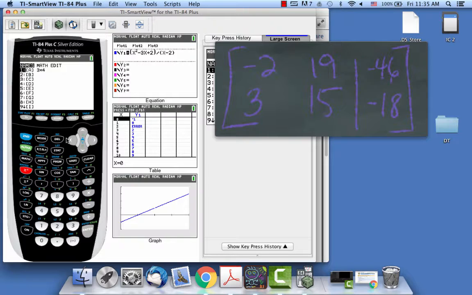Matrix, edit. This time I have 2 rows and 3 columns. -2, 19, 3, 15. Oh, -46, 3, -18. Oh, I forgot to quit.